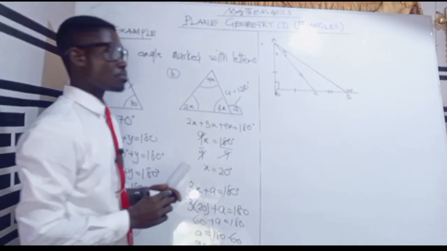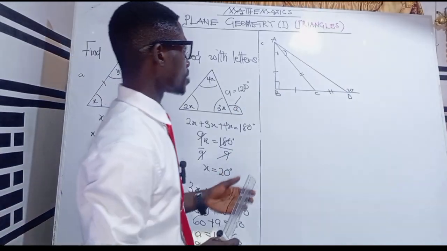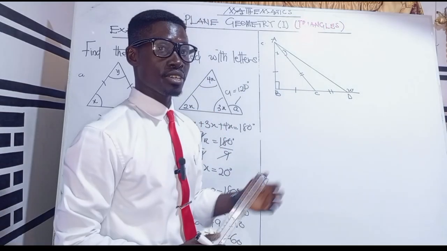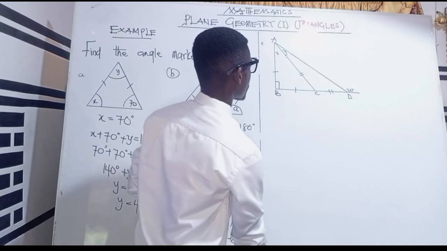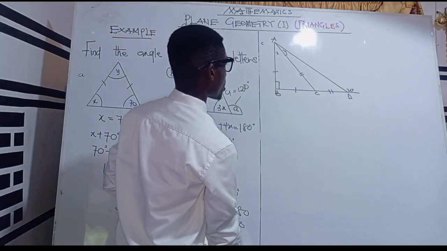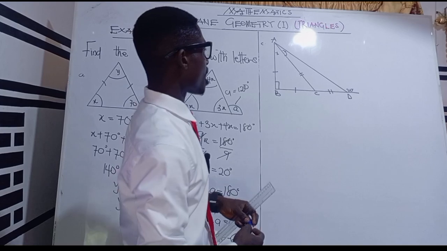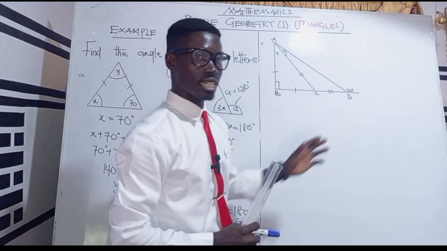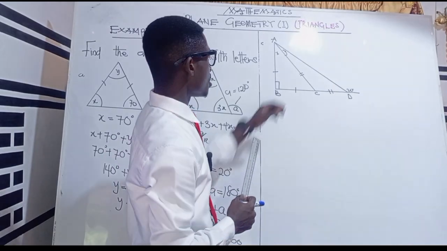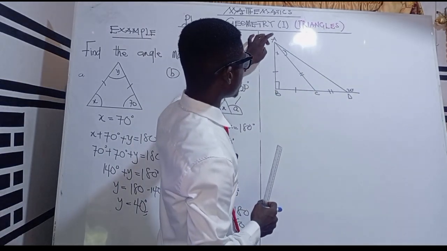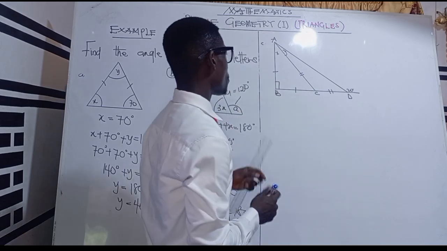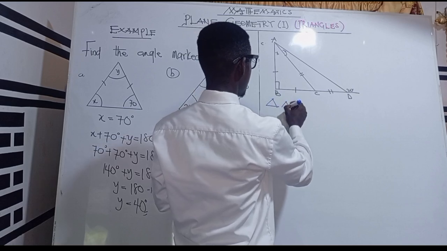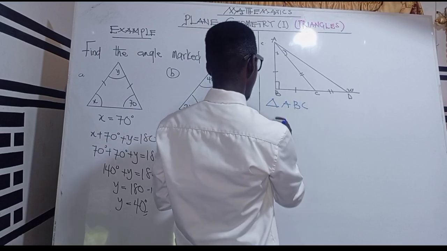Very, very simple. So this is our last example. We have to find the value of the angles marked with letters. This is a very simple question, and let's go through it. So considering this diagram, let's separate the triangles one after the other and then see how best we can solve it. So considering triangle ABC, let's draw it here.